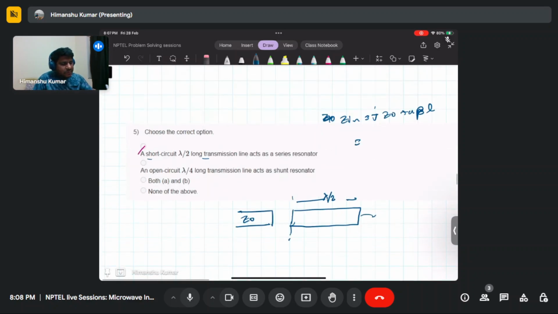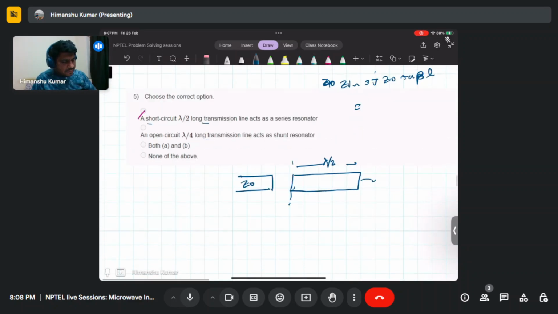You can calculate the impedance of this line as Z naught times tan of beta L. Beta is 2 pi by lambda, and your length is lambda by 2. So this will get cancelled, and tan of pi is minus 1. So it is minus j times Z naught. So it is behaving like a capacitance.